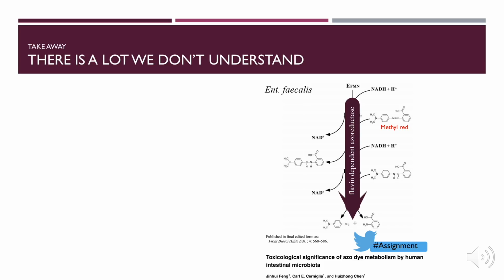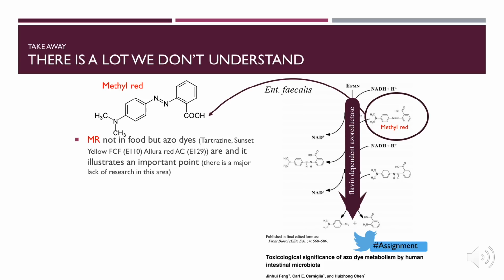Azo dyes are found in all kinds of foods. Things like Skittles have artificial dyes. So we have things like tartrazine, sunset yellow, allura red. These are all pigments that are found widely in the confectionery industry, in things like toothpaste, in deodorant, in shampoo, in conditioner. We are chronically exposed to artificial dyes.